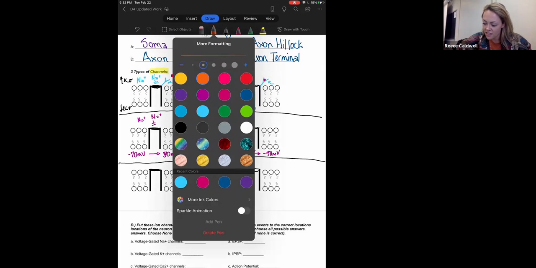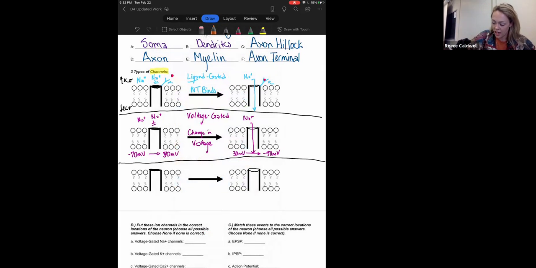The last example of one of the channels we have is a mechanogated channel. We don't go too far into these in this discussion worksheet. We'll see it in discussion worksheet 5, but overall, we don't hit these too hard compared to the ligand-gated and the voltage-gated channels. So we have our ion outside of the cell.